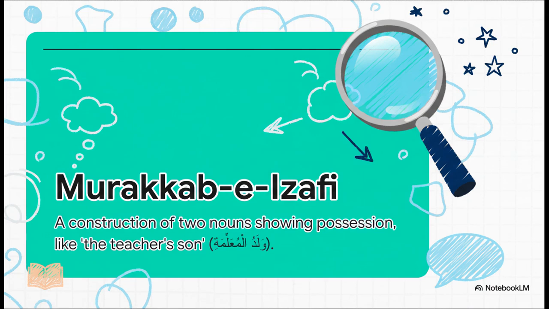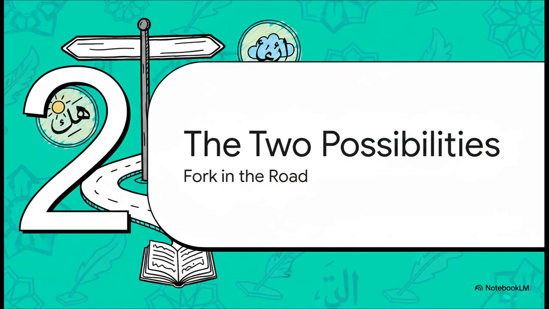So first things first, we have to get our foundation right. And that's the Murakkab-e-Izafi, the possessive phrase. The most important thing to remember is that you have to think of this as one single, unbreakable unit. The teacher's son, the door of the house, grammatically, they're basically glued together. Everything builds on this idea. Now, this is where it gets really interesting. The second that third word shows up, you've hit a fork in the road. It can only be one of two things. And knowing which path you're on changes everything.